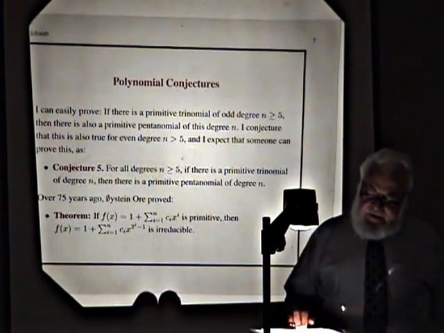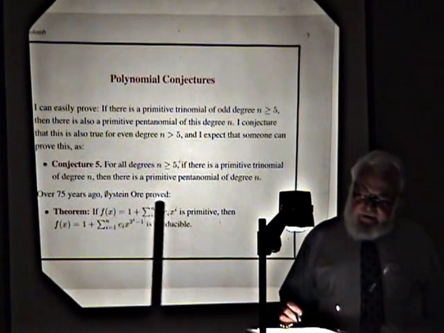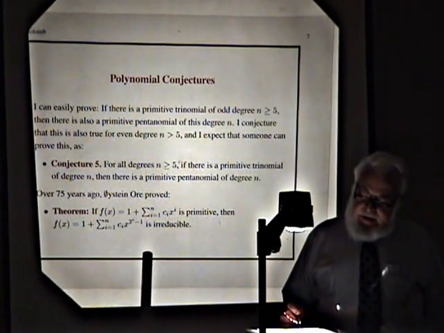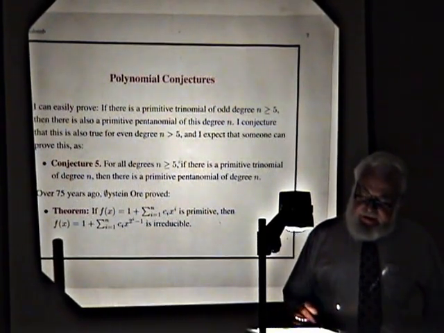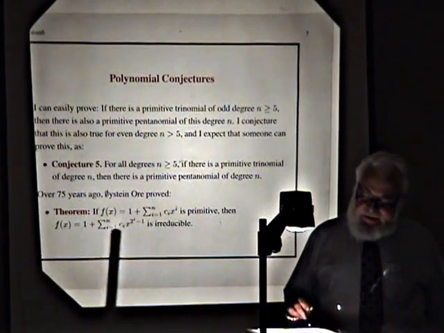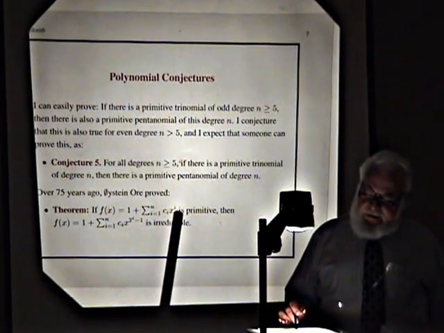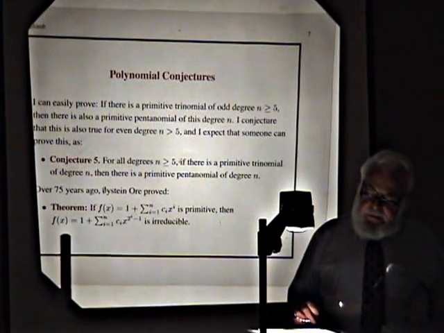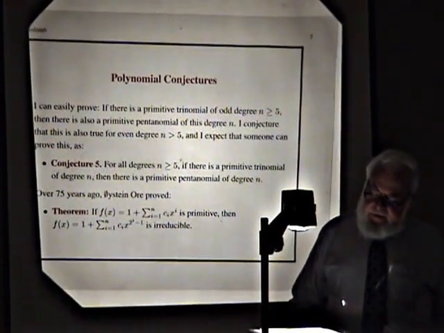And as another existing result, over 75 years ago, Einstein-Bohr proved that if this polynomial f of x is primitive, then this new polynomial, and I intended this to be a capital F to distinguish it from the original one, where we replace the exponent i by 2 to the i minus 1, that this new polynomial is irreducible, though not necessarily primitive.